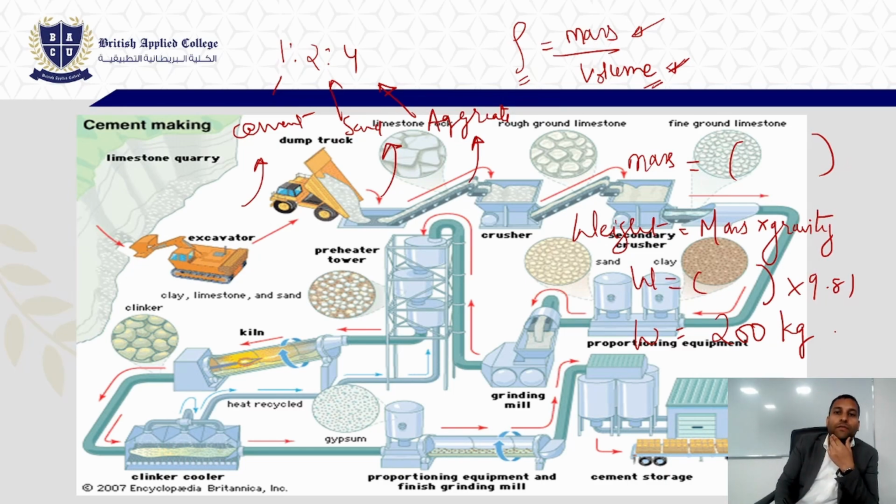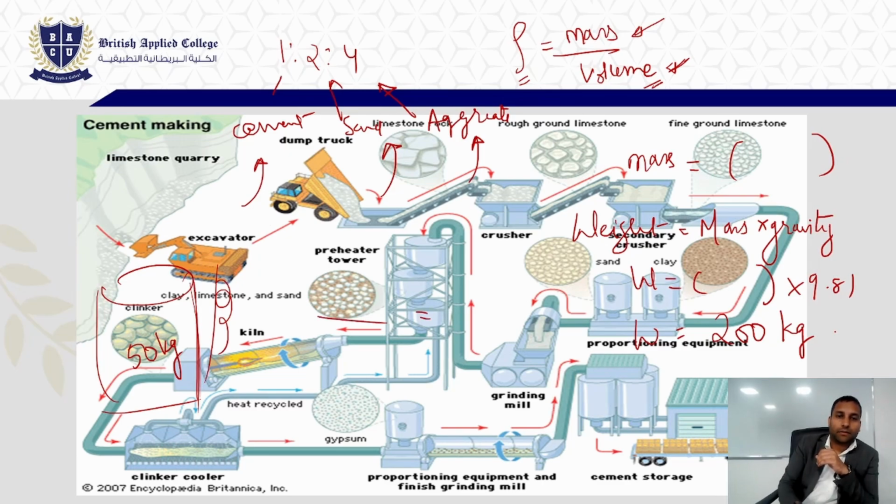If you get the total weight, what you can do is divide it by one bag of cement. One bag of cement is nothing but 50 kg of cement, right? So you can divide it by 50, and you will get the number of bags required for the site. So this is the basic idea.